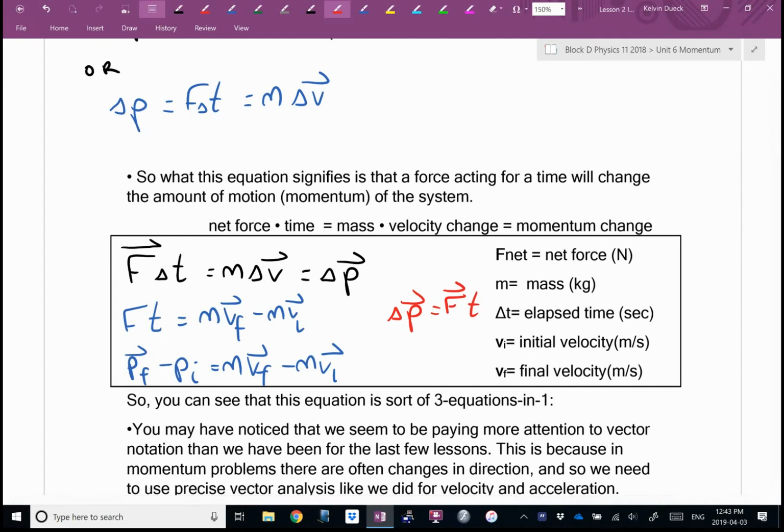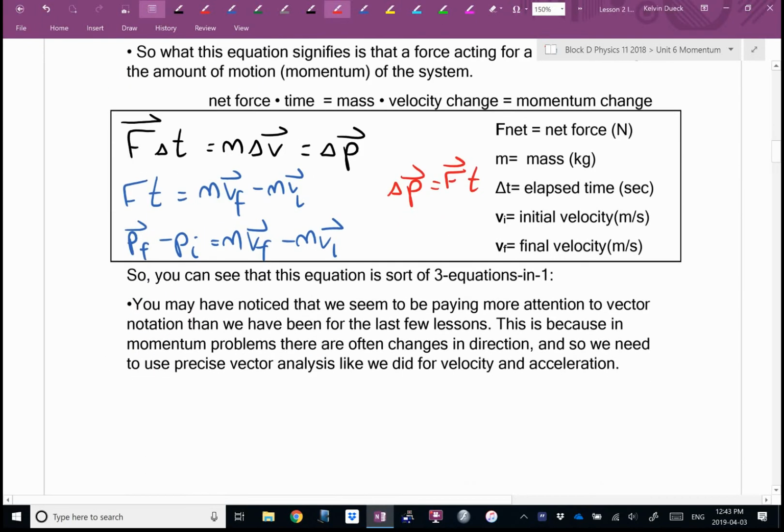Also, please notice I'm flip-flopping the equations. I could have also written force times time equals change in momentum. Hopefully we're comfortable with this: you can put the things on either side of the equation as long as you flip the whole thing.